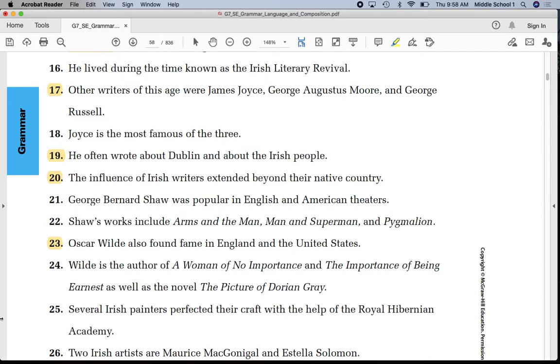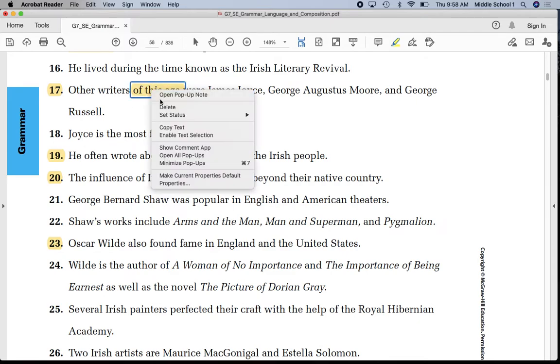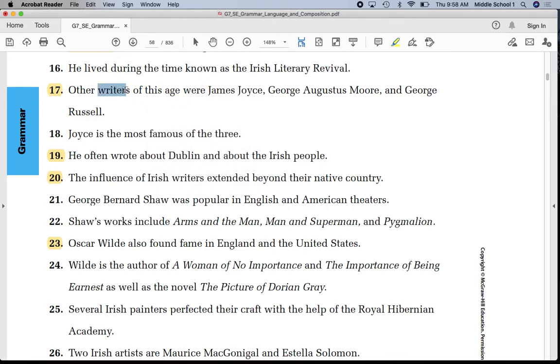In number 17, you will notice that there is a prepositional phrase that comes in between. Writers, subject, underline once, were, predicate, underline twice. Remember what we do if there's a prepositional phrase? The line goes after age. So the complete subject would be other writers of this age, line separating, simple predicate twice, were.